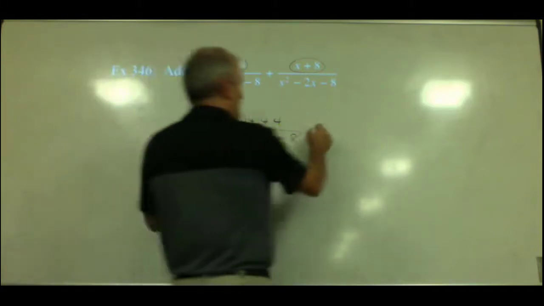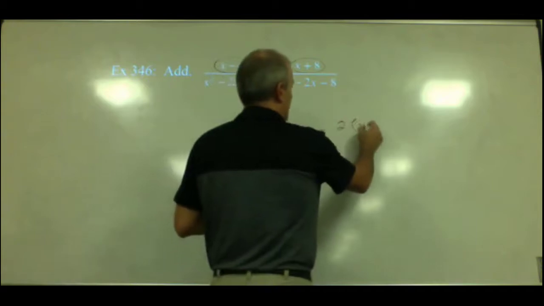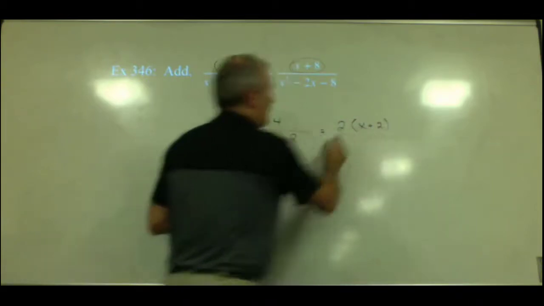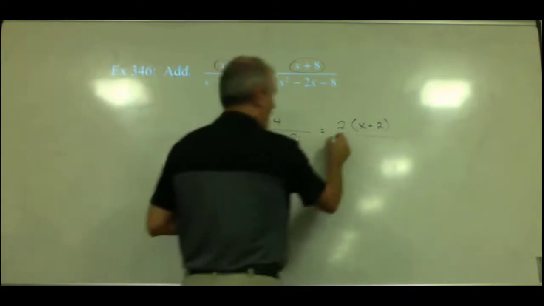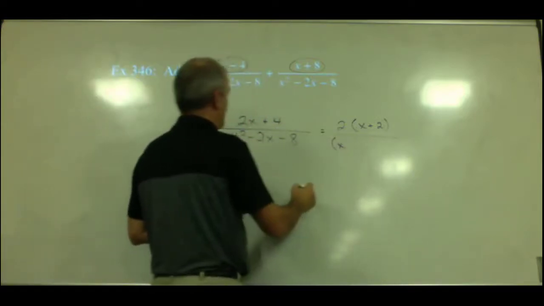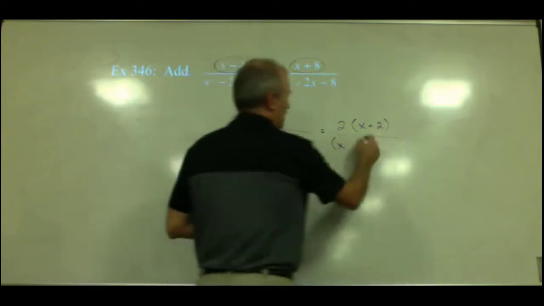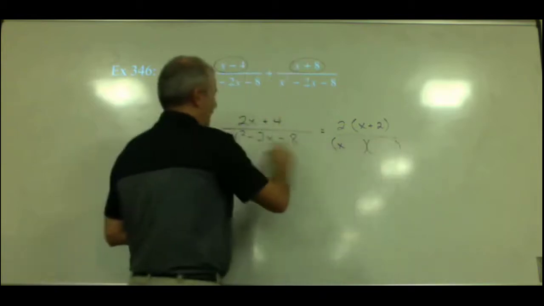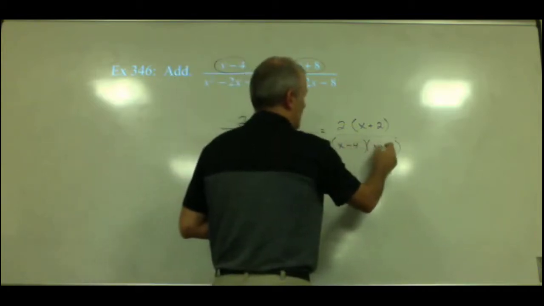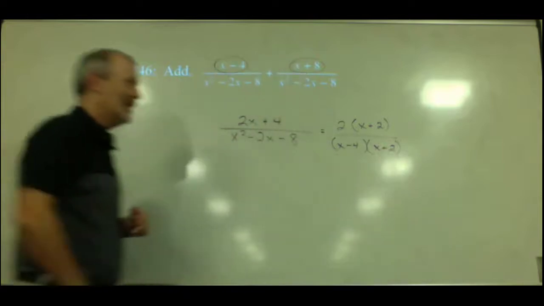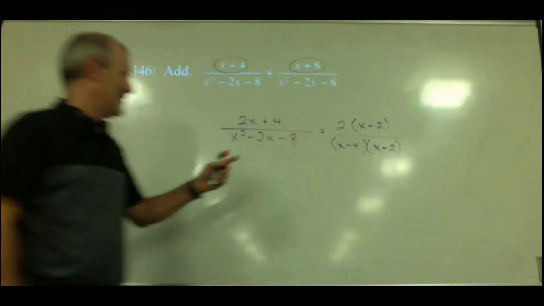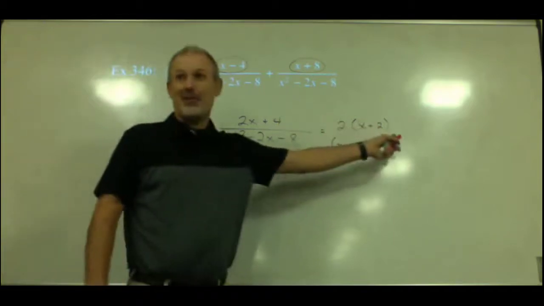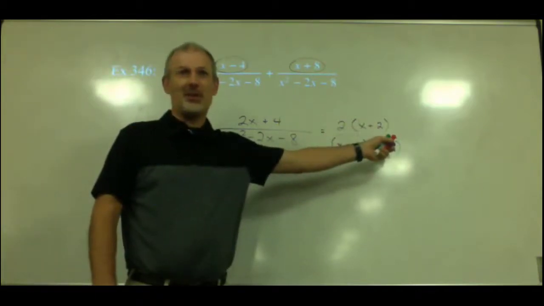So if we factored this, this would be 2 and x plus 2 on the top. Okay, we can factor out a common factor of 2. In the denominator, we would have x. Oh, we do need to factor this one. X minus 4 times x plus 2. So when we factor this one, do you see what happens? They have a common factor. I should have made us go through it, I guess.